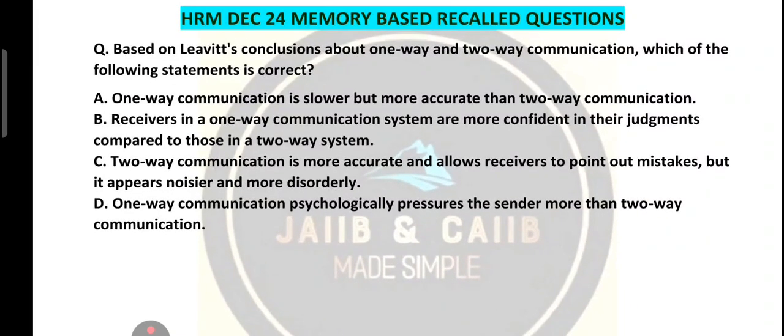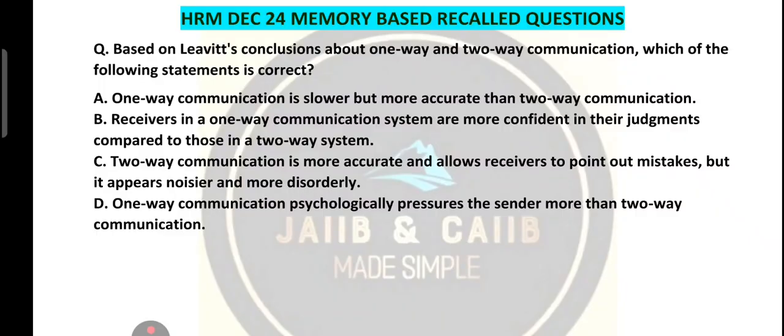It is actually the opposite. One-way communication is faster because only one person talks and the other listens. No question, no interruption. But it is less accurate because the listener can't ask questions or clear doubts. For example, think of a teacher giving a lecture with no interaction. It is fast, but a student might misunderstand things.